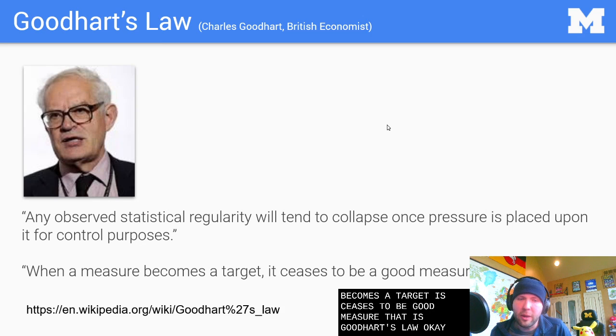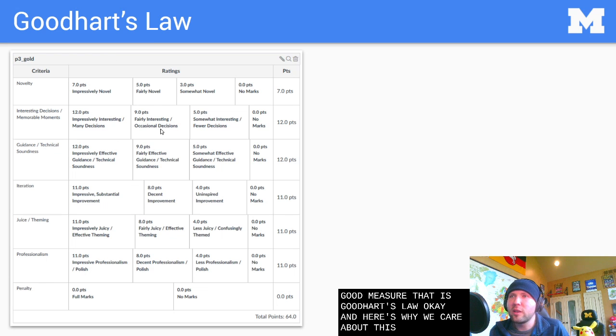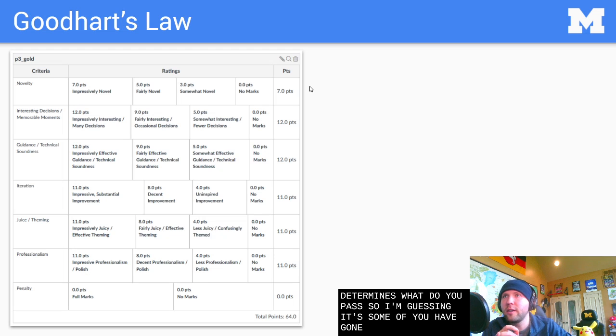And here's why we care about this. Who knows what this is? This is a rubric. This is something that you've cared about a lot throughout this entire course, okay? This determines whether you pass. So I'm guessing some of you have gone and designed your games and your tasks for the week based on, okay, what can help us get these points?